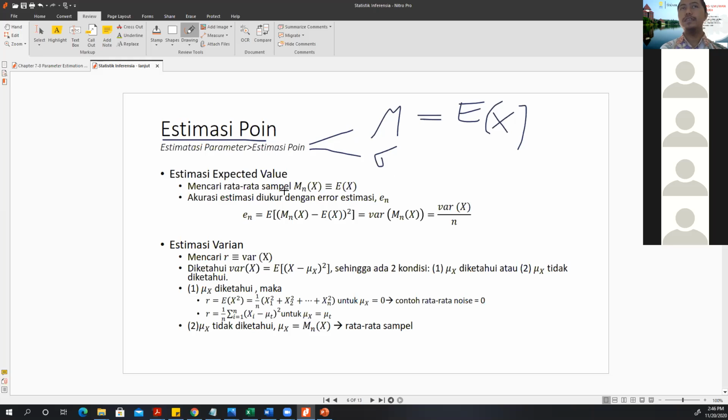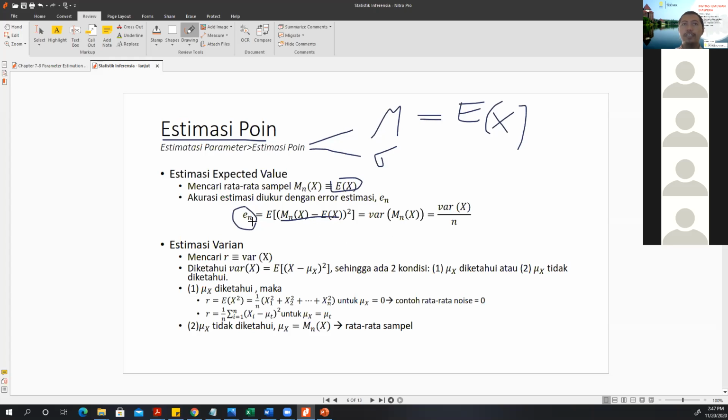How to find from the sample average to be closer to the expected value. Actually, you can see here, this is the error. The error between the sample average and the expected value. There is a gap, there is an error. There is some point that we can say is an error.